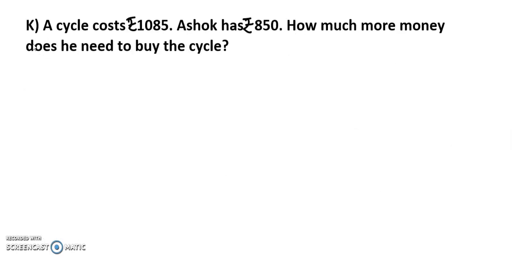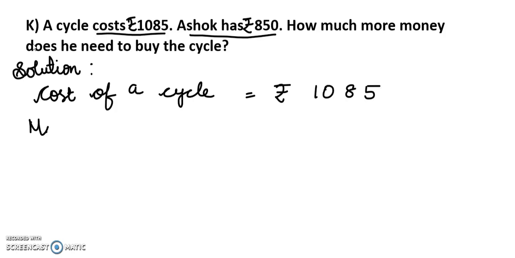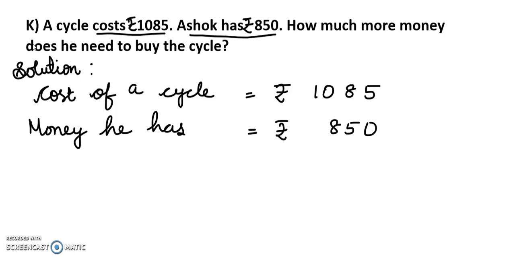So a cycle costs 1,085 rupees. Next, Ashok has 850 rupees. How much more money does he need to buy the cycle? So what are we going to do? We are going to subtract to find out the answer. So the cost of a cycle equal to 1,085 rupees. Next, the money he has. How much money does he have? 850 rupees. So we are going to subtract. Write the subtraction symbol.